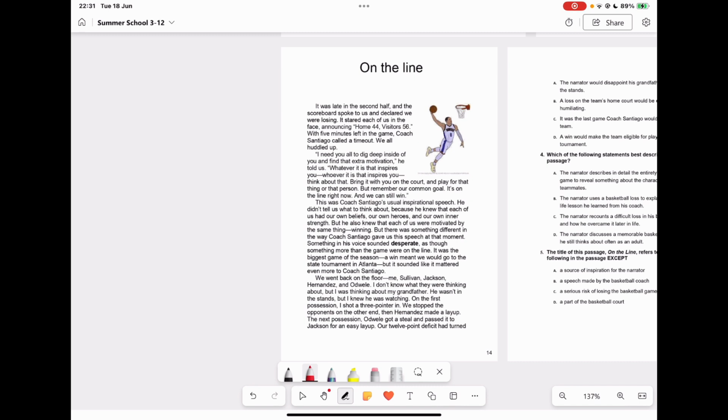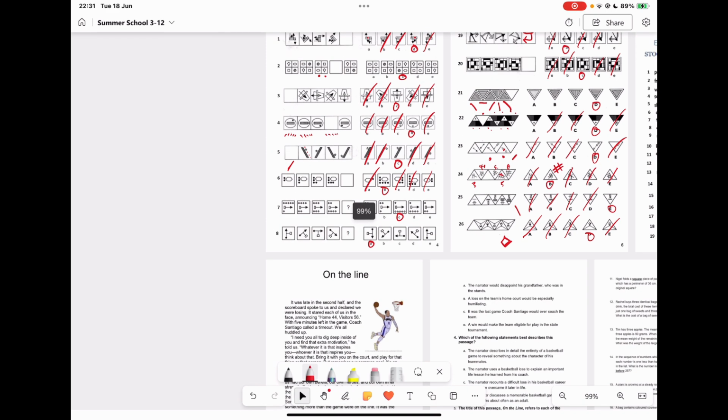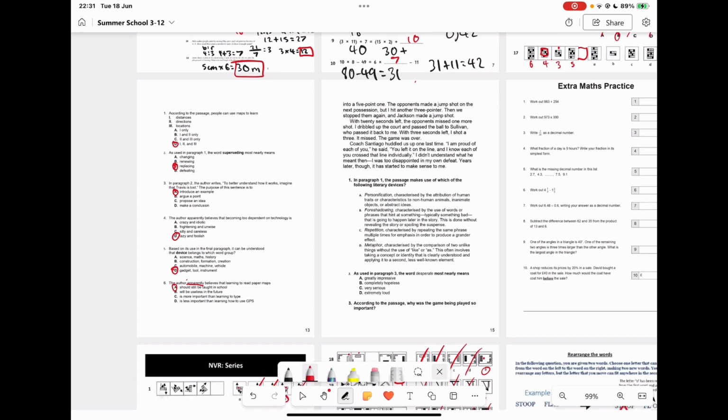We went back on the floor. Me, Sullivan, Jackson, Hernandez, and Odd Whaley. I don't know what they were thinking about, but I was thinking about my grandfather. He wasn't in the stands, but I knew he was watching. On the first possession, I shot a three-pointer in. We stopped the opponents on the other end, then Hernandez made a layup. The next possession, Odd Whaley got a steal and passed it to Jackson for an easy layup. Our 12-point deficit had turned into a 5-point one.